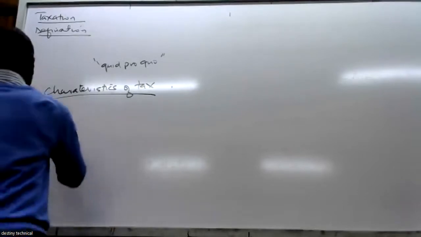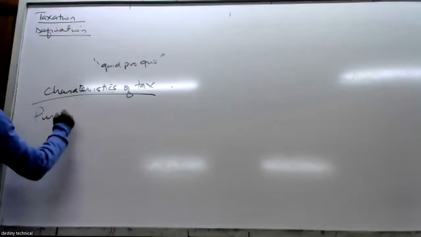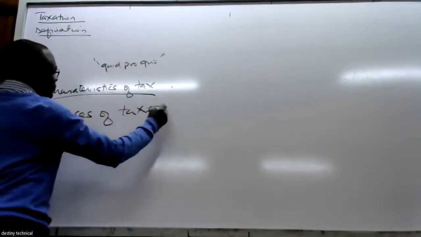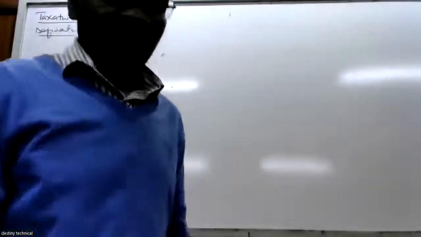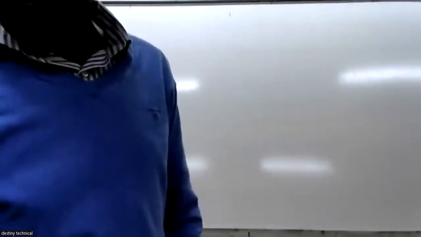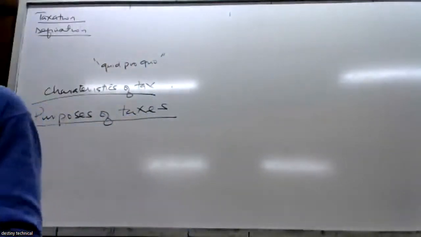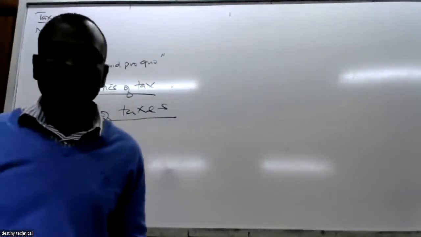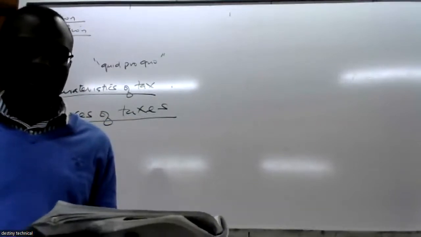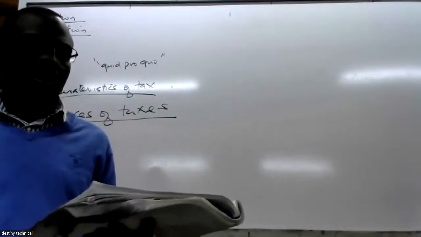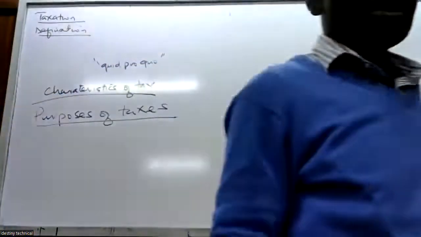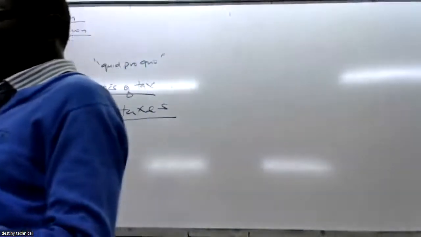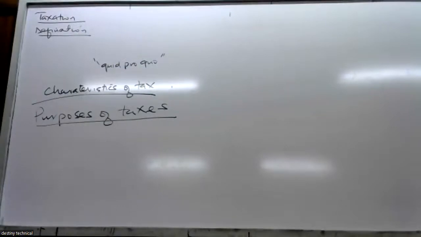The next we look at purposes of taxation. Why does the government impose taxes? Purposes of taxation. So you say the government imposes taxes for the following reasons. One, to raise public revenue, in order to meet public expenditure for a common cause.